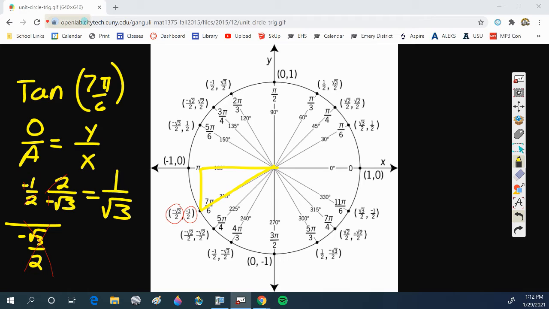Okay? But I can't leave that in the bottom, so I have to times it by root 3 over root 3. The top becomes root 3, and the bottom becomes the square root of 9, which is just 3. Okay?